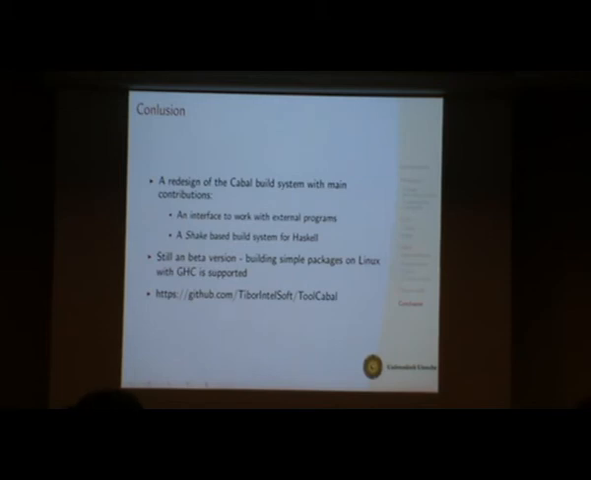And even when it isn't useful, I hope at least to have two main contributions, which are a generic interface to work with external programs, which is totally independent of whatever you want to do with Cabal, and a Shake-based build system for Haskell, which, as far as I know, hasn't been done generically for Haskell. And as I said, it's only a bad version. And all the source code is on GitHub, and I hope by next week it will also be available on Hackage.